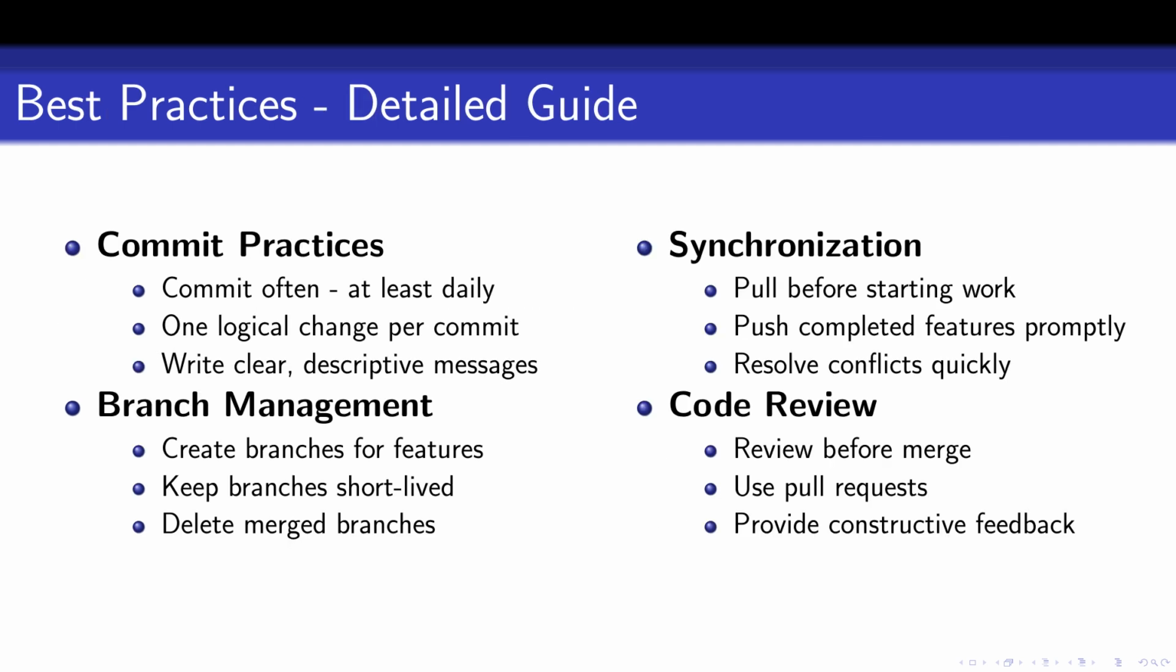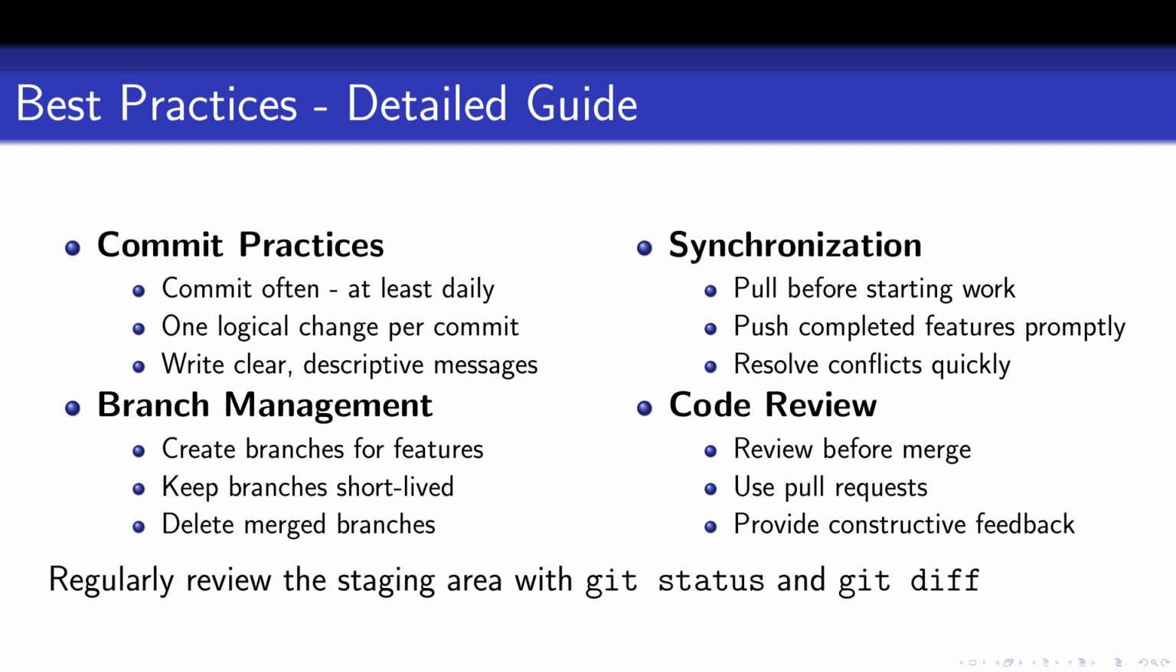Following Git best practices ensures smooth collaboration. Commit often with descriptive messages, and make sure each commit represents one logical change. Use feature branches to isolate changes, pull updates before starting work, and push your completed features promptly. It is best to require code review before merging the feature branches into the main branch. Initiate these code reviews via pull requests. Following these habits minimizes conflicts and improves team efficiency. Be sure to regularly review the staging area with git status and git diff.